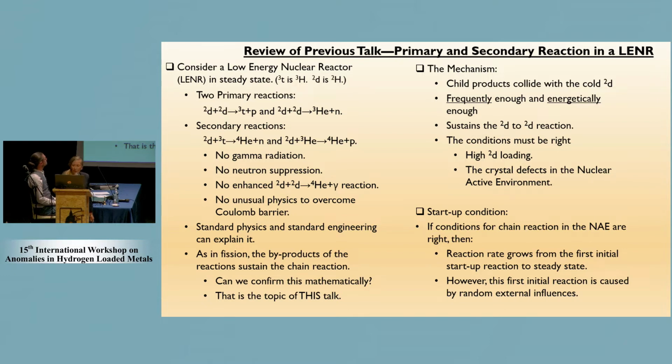Now, just as is occurring in a fission reactor, the nuclear byproducts of the reactions are what sustain the chain reaction. The mechanism is that the child products collide with the cold D2, doing so frequently and energetically enough to sustain the D2 to D2 reaction. If the conditions in the core are right, then from that very first initial reaction, the reaction rate will grow to steady state. Unfortunately, that very first initial reaction is caused by fairly random external events.